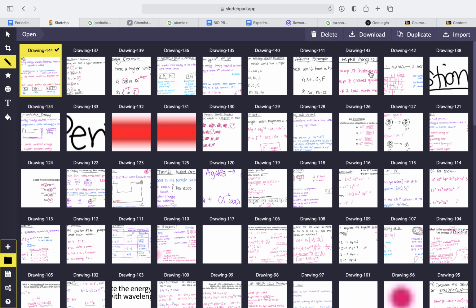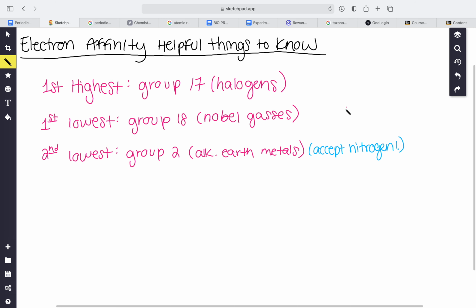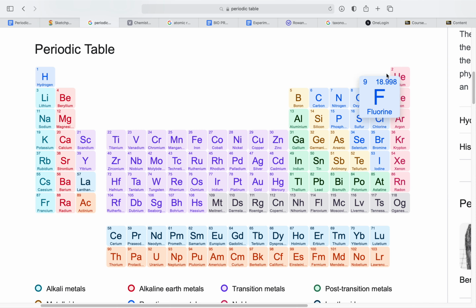So now to move on to some helpful things to know about electron affinity. These are things that I like to memorize, so that helps me keep track of all these exceptions when it comes to electron affinity, right? The first highest electron affinity is always going to be group 17. The reason why is because group 17 only needs one electron to be 100% stable. Not even stable within orbitals, stable as an atom, right? It's going to have that happy octet. So gaining an electron is very ideal for it. So it's going to exert a lot of energy.